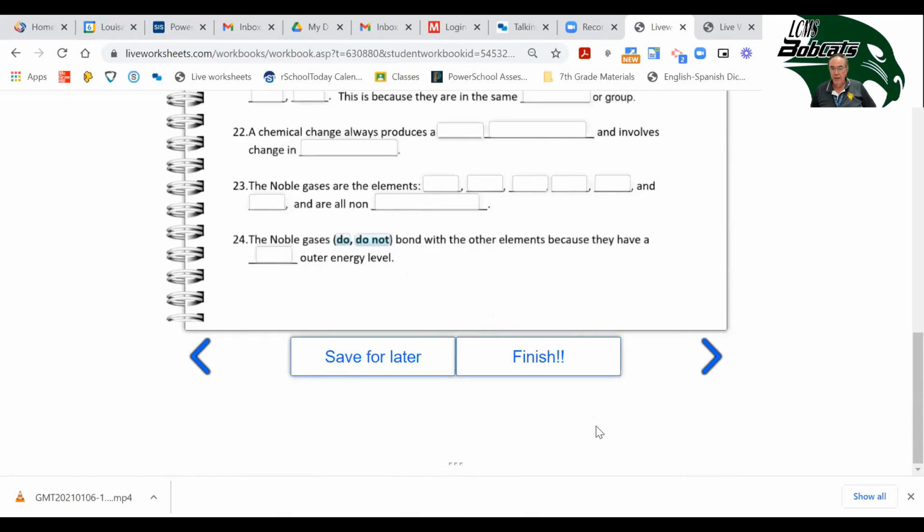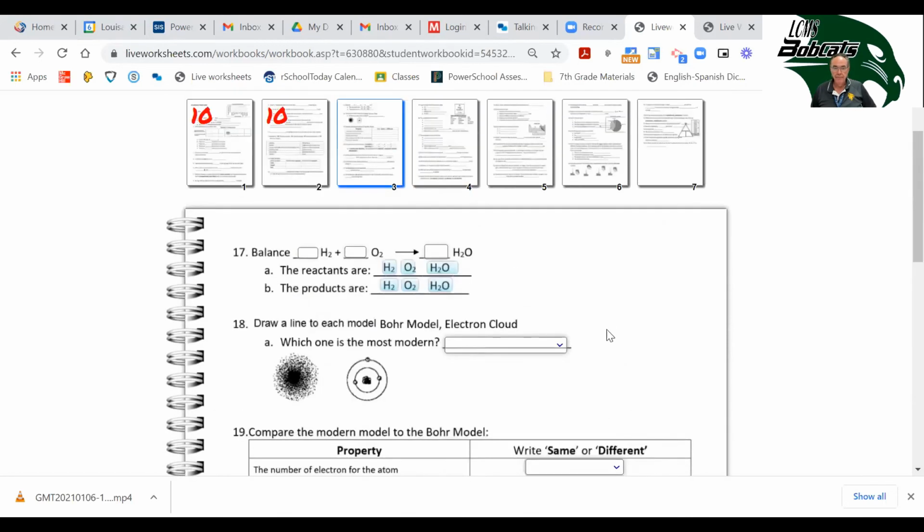Let's take a look at this third page. It says balance this. There's two hydrogens, there's two oxygens on this side and one on this side. So I'm going to need to put a 2 here.